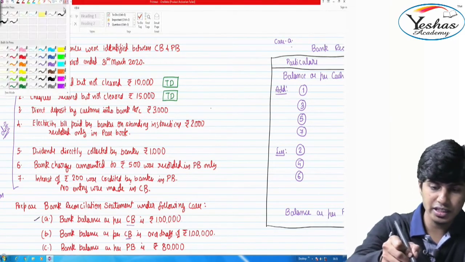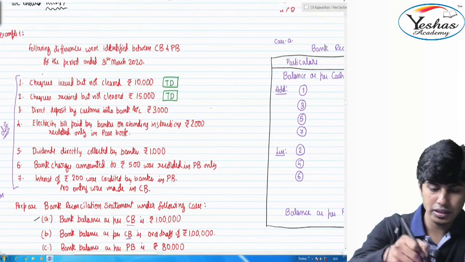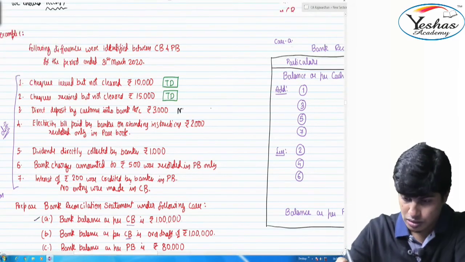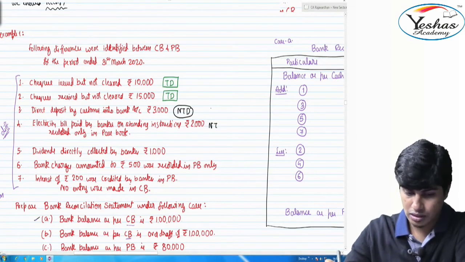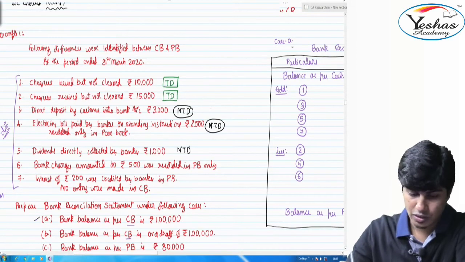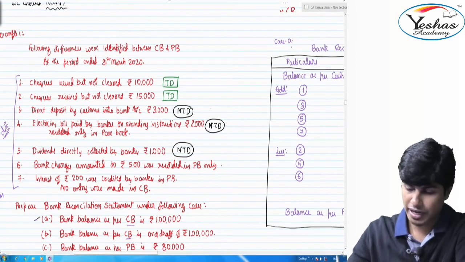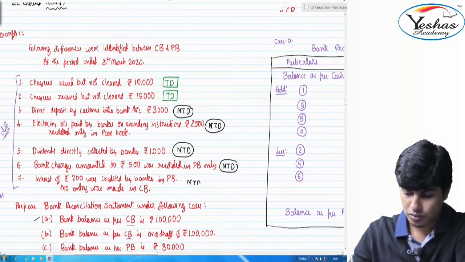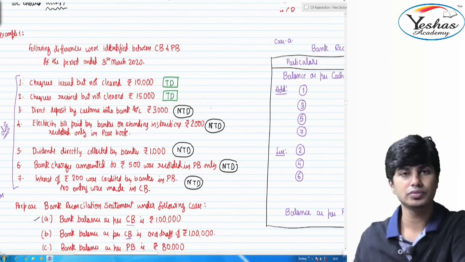Shall I write that in black? I think that should be acceptable. So this is non-timing difference. This is non-timing difference. So meaning all this should be rectified, guys. Non-timing difference. And bank charges, this one again non-timing difference. And this one again non-timing difference. Done? Okay, come on.